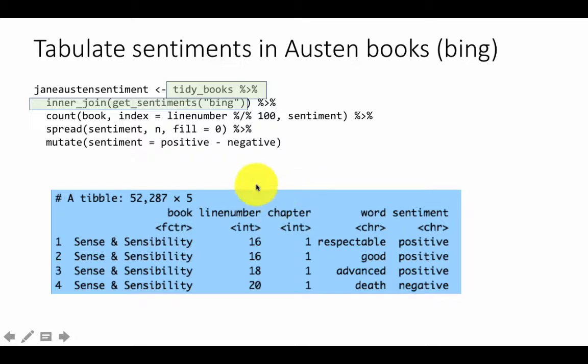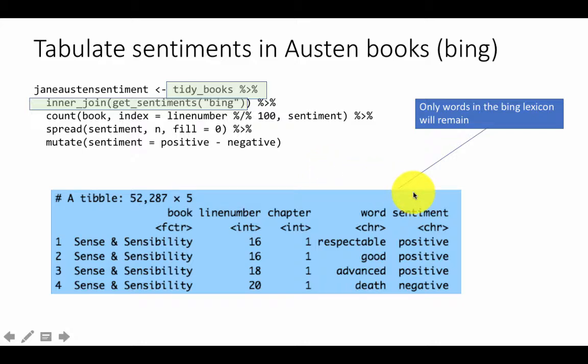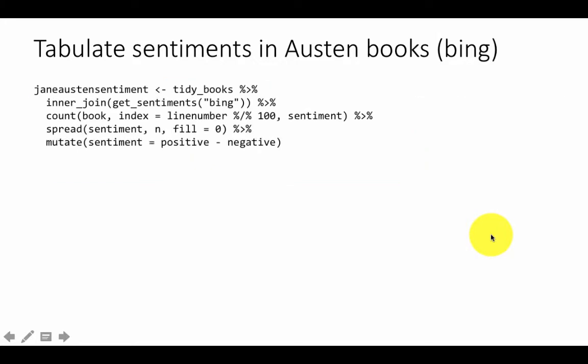Now you see here that respectable is positive, good is positive, and so on. For every word, all we have done is add on its sentiment with respect to the Bing lexicon. Clearly, as I've pointed out, only the words in the lexicon will remain. All other words are gone because they don't fit the join. Okay, now let's go one step further. And this part is what we saw earlier.